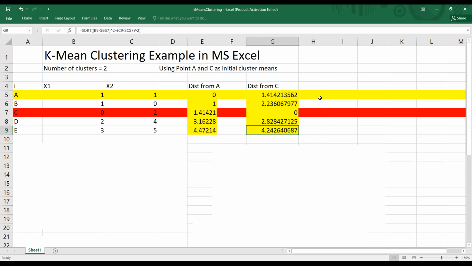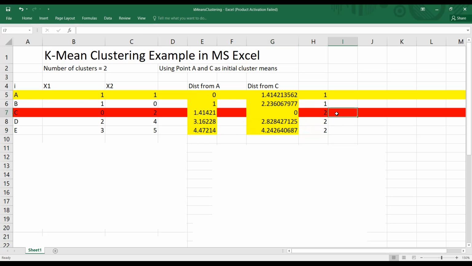So now the case A is allocated to cluster number 1, B to cluster number 1, and C, D and E to cluster number 2.